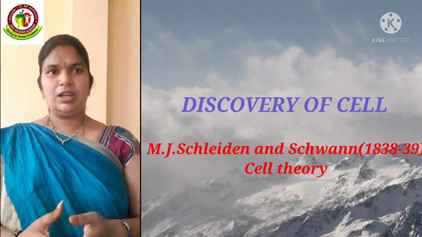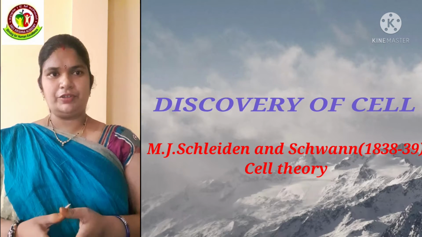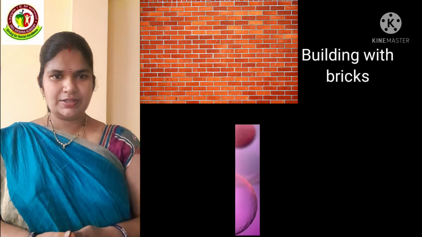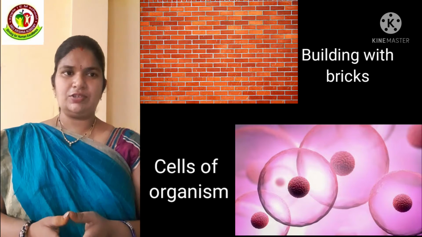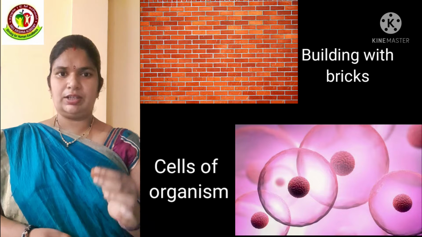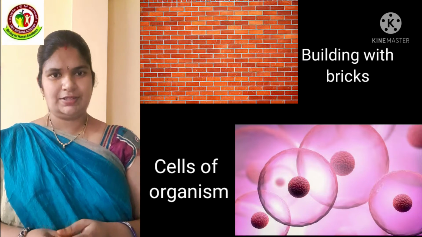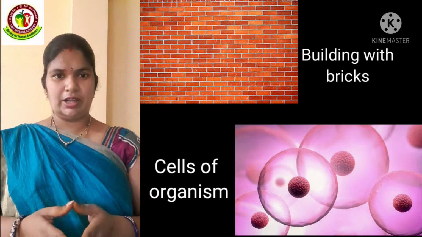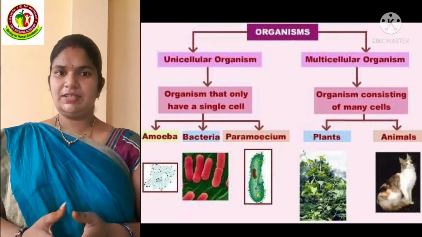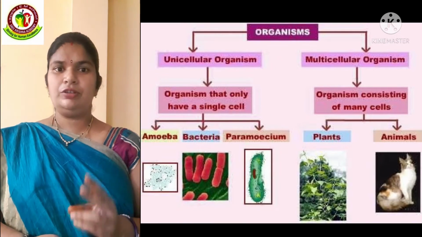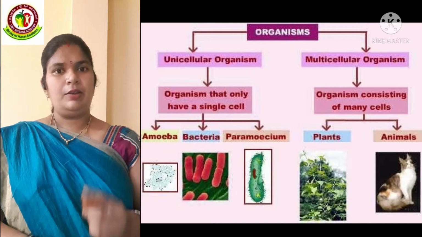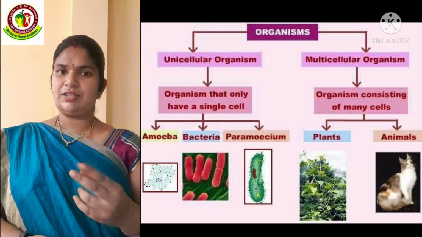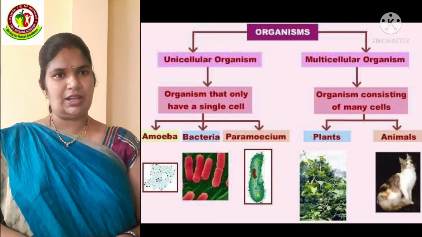Okay, so what are living organisms made up of, children? Just like a building is made up of bricks, our body is also made up of tiny structures called cells. Based on this cellular organization, the organisms are divided into two types. One type is called unicellular organisms and the other is known as multicellular organisms.